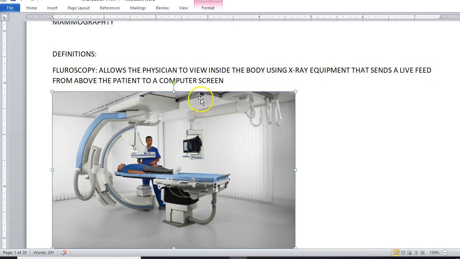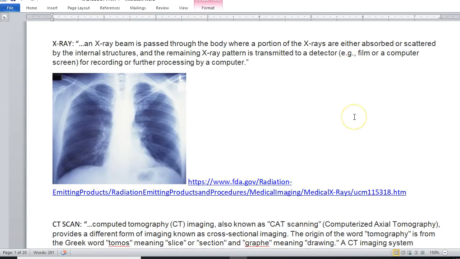Most of us are pretty clear about what fluoroscopy is. It's using X-ray. X-ray itself, this is part of their definition from FDA.gov: An X-ray beam is passed through the body where a portion of the X-rays are either absorbed or scattered by internal structures, and the remaining X-ray pattern is transmitted to a detector like a film or a computer screen for recording or further processing by a computer.